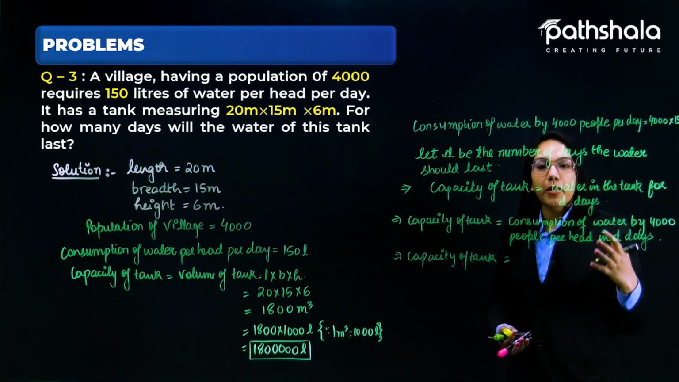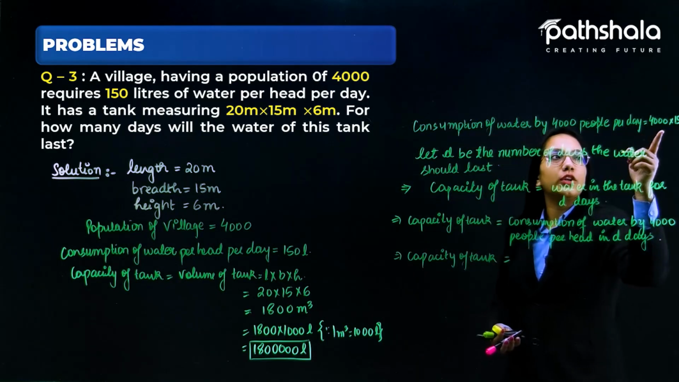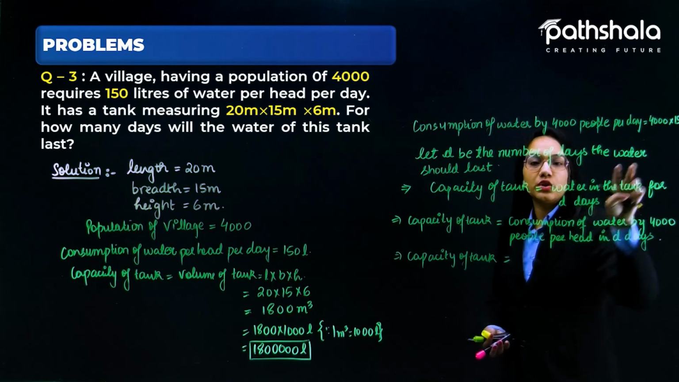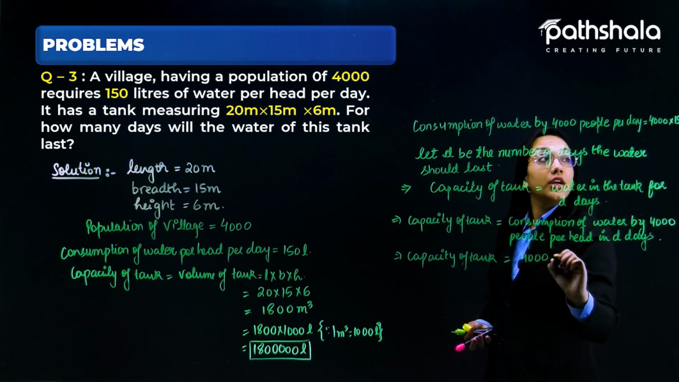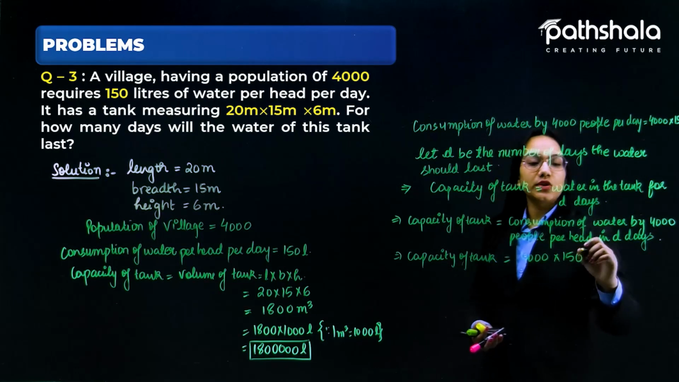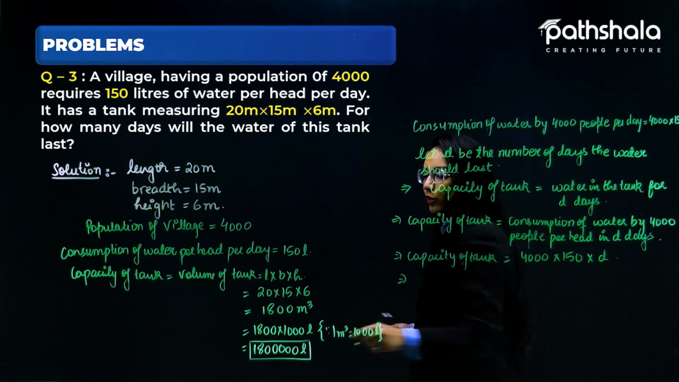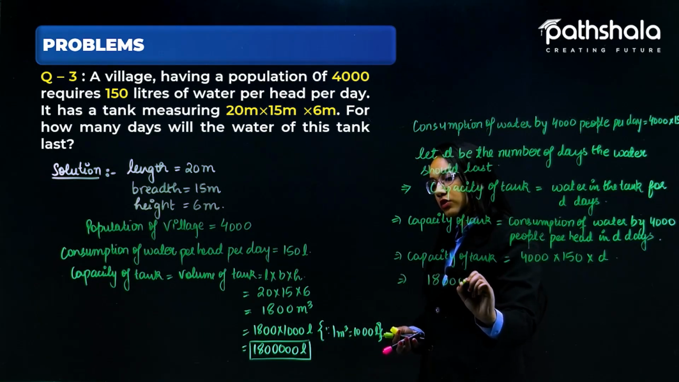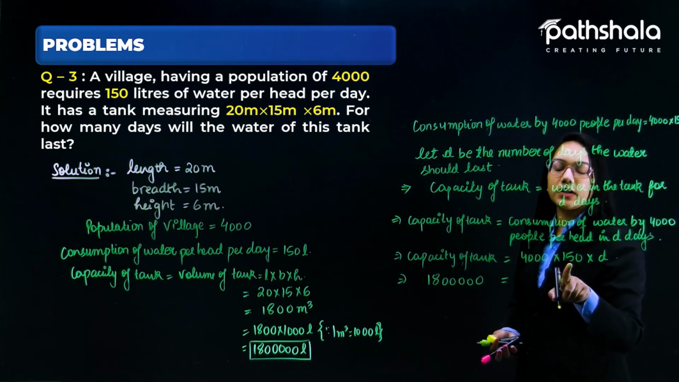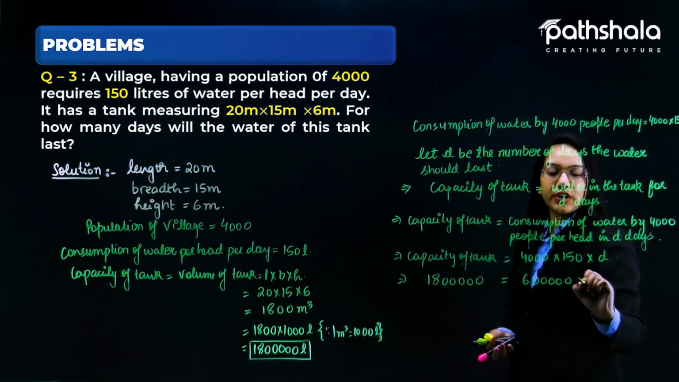And if we are talking about D days, then this should be equal to into D. So plugging in the value over here, this is 4,000 into 150. This is for per day, and we are here calculating for D days. So this is into D. Now we know that the capacity of the tank we already have calculated as 18 with 5 zeros, which is equal to, let's multiply both of these, so we are getting 60000 over here into D.